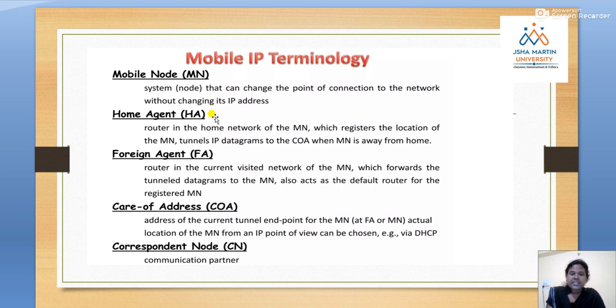Then the home agent. Basically, agent here means we are using a network device whose name is router.